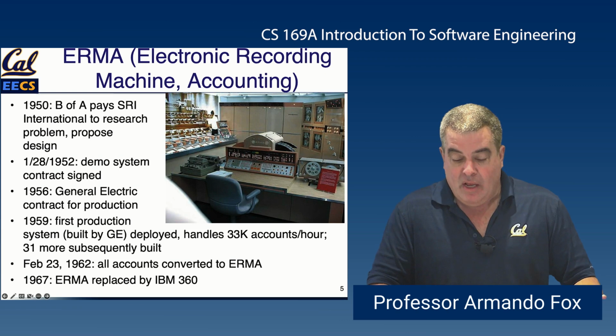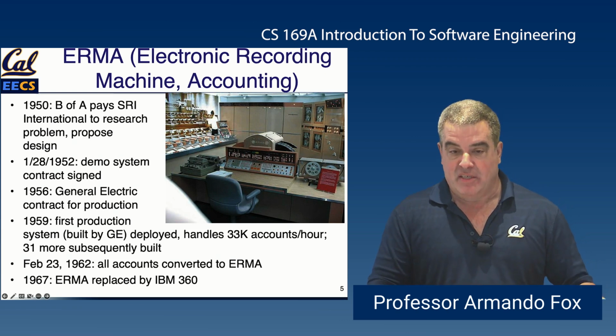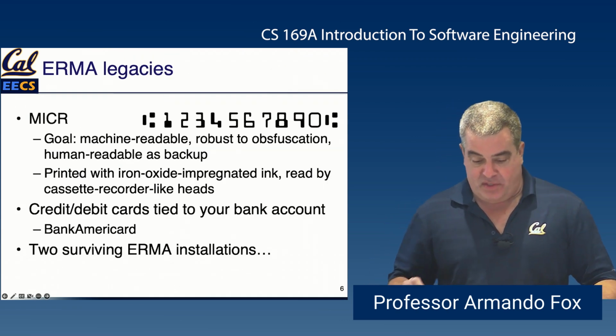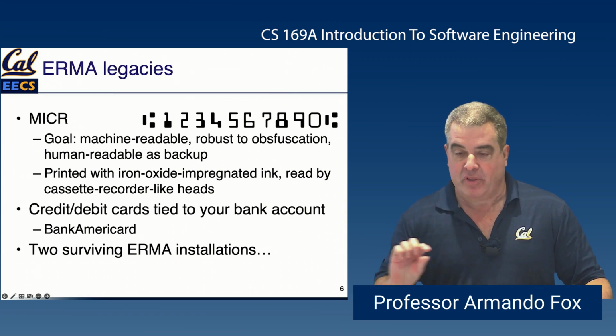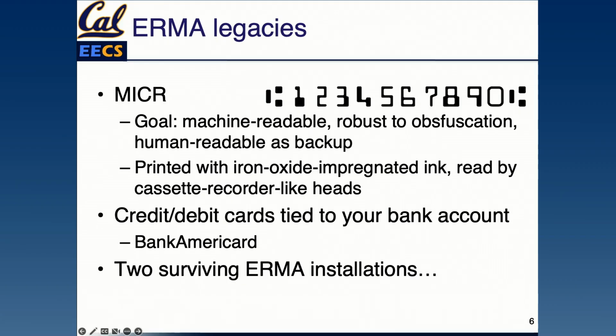But one of the technologies that was invented to make this system work was that MICR font that you're probably used to seeing along the bottom of checks. The goal was to have a font that was both machine readable, but also robust to visual obfuscation, so that if there was a problem with machine reading, a human being could still make out what the numbers were. And originally, the numbers printed on the bottom of the check were printed with ink that was impregnated with iron oxide. And the way that they were read was not optical. It was actually read by a magnetic recording head like you would find in a cassette player.